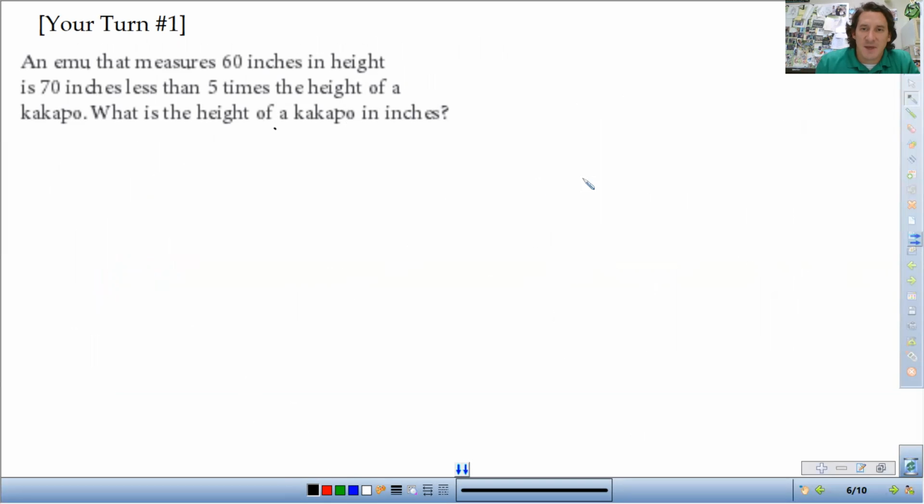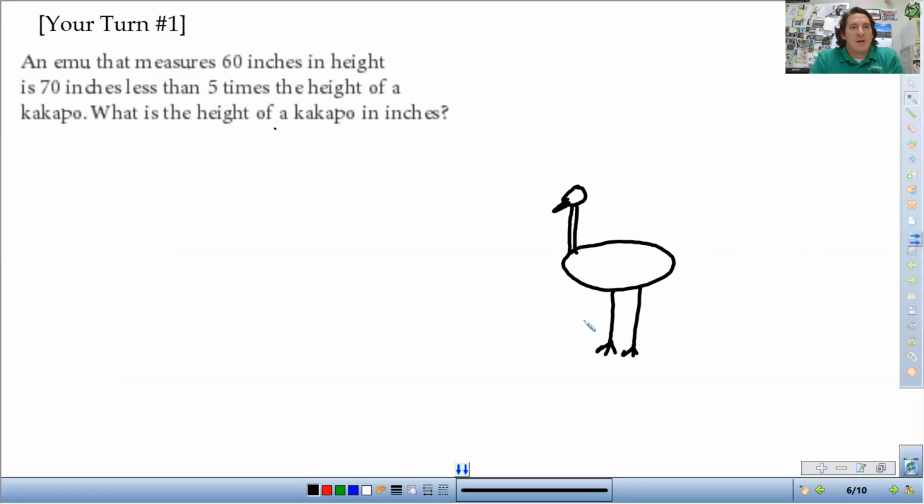So I'm going to do the same thing. We have an emu. An emu looks pretty similar to an ostrich. It's just shorter. I actually have emus at the Sacramento Zoo. So if you go to the Sac Zoo, you can see an emu. All right, so here's my emu. It's 20 inches less than 5 times the height of a kakapo.